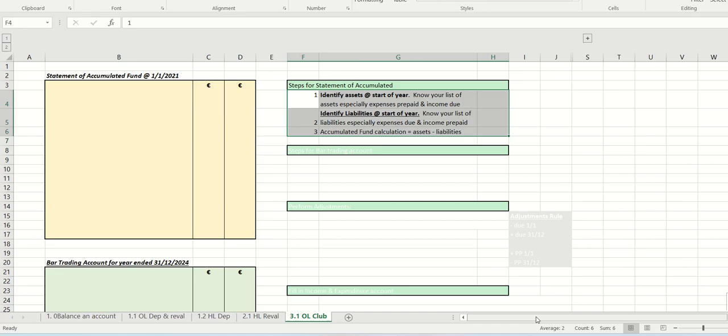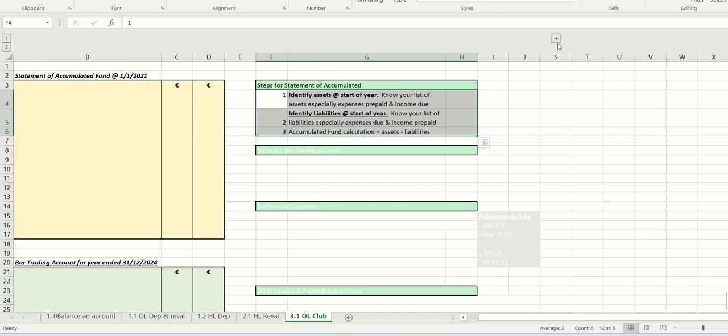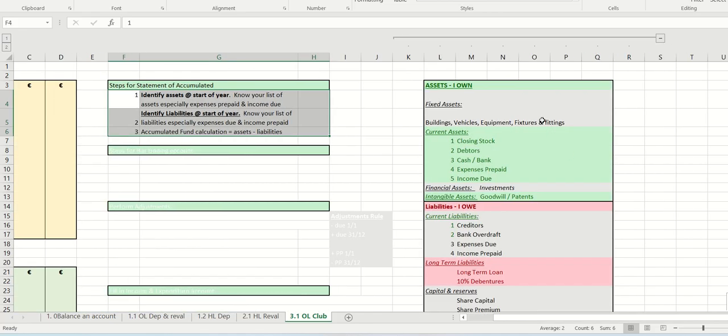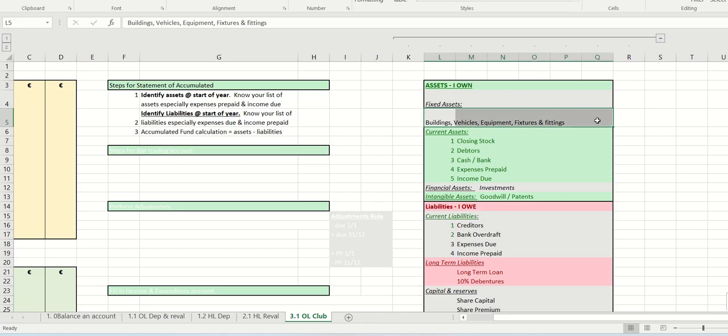You need to be very clear on what are your assets, what are liabilities. So this first box over here on the right in column L gives us the information about the assets in green and grey, and then the liabilities in red and grey. So assets are items that I own. I own them and they're under different categories. So fixed assets, I own them. I'm going to own them for a long time.